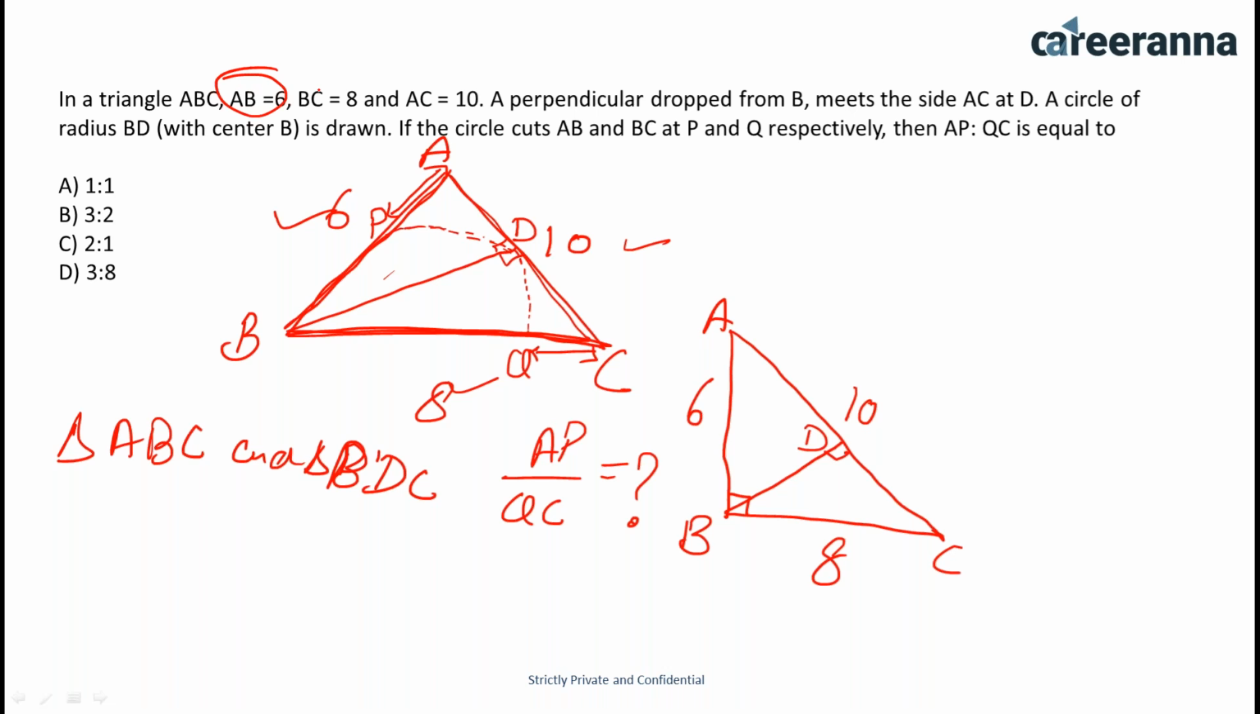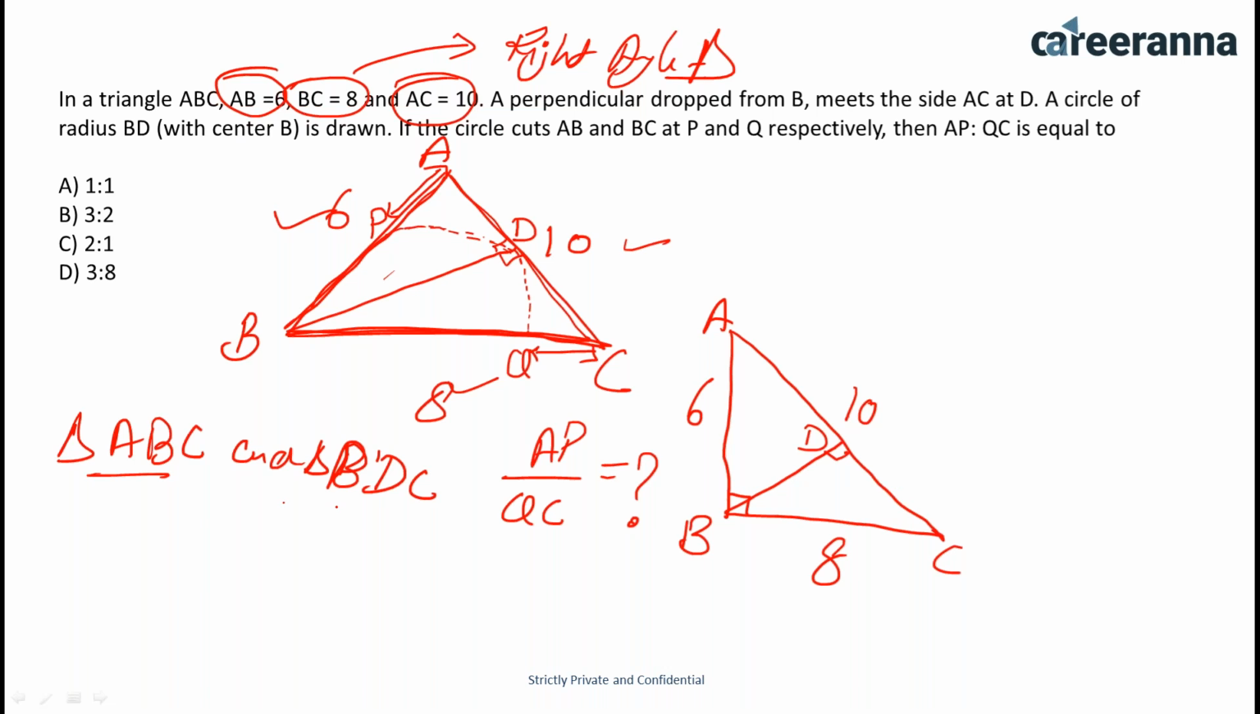because AB is 6, BC is 8, and AC is 10. This is a right angle triangle. Okay. So on this particular information, I made this figure, but the figure actually is going to be like this. Okay. So now you can see that ABC and BDC are right angle triangles.